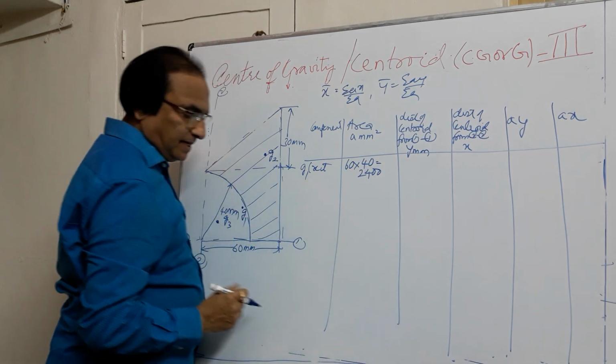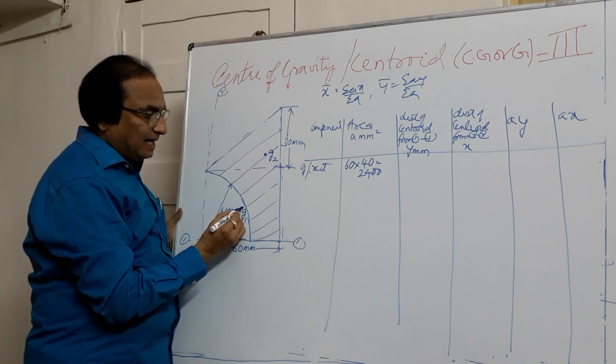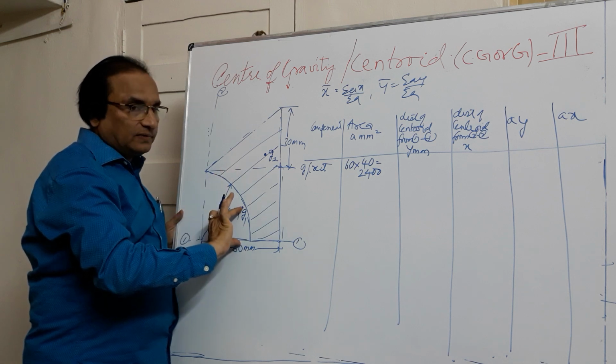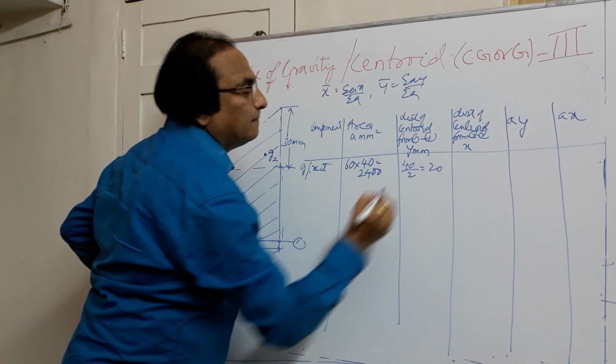2400. This is the area. We know the center of the rectangle is at the center. I need the distance of centroid from 1-1. Total height is 40. Half of that will be 20. So 40 by 2 is equal to 20.